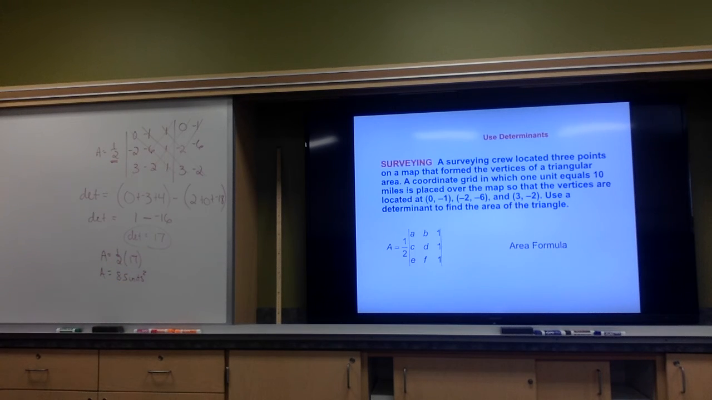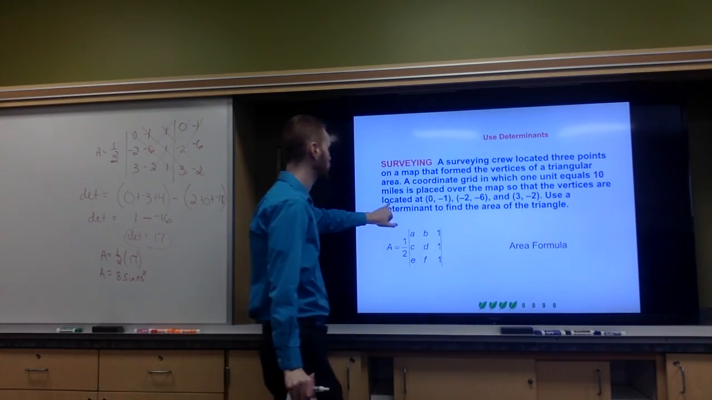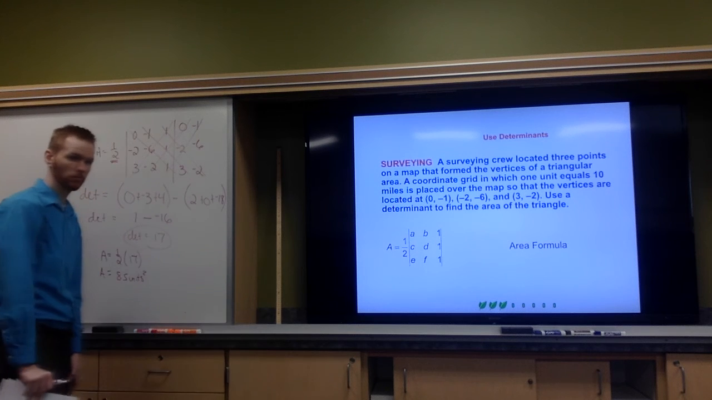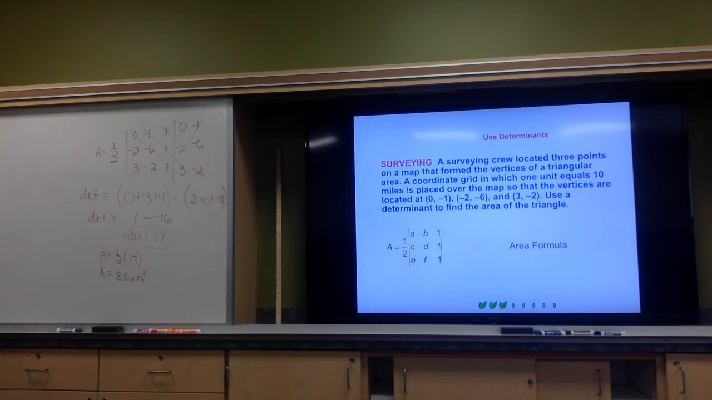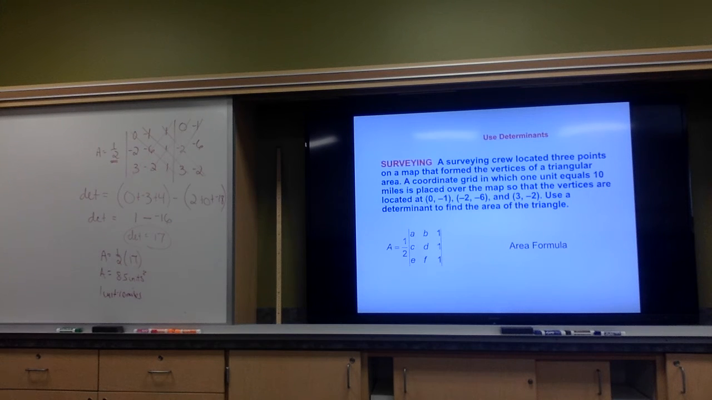Now here's the deal. That's just its measurement on the map. Okay, let's think about this for a second. On a coordinate grid, 1 unit equals 10 miles. Okay, so we can use that. So if 1 unit is 10 miles, how can I figure out the area of this triangle here?